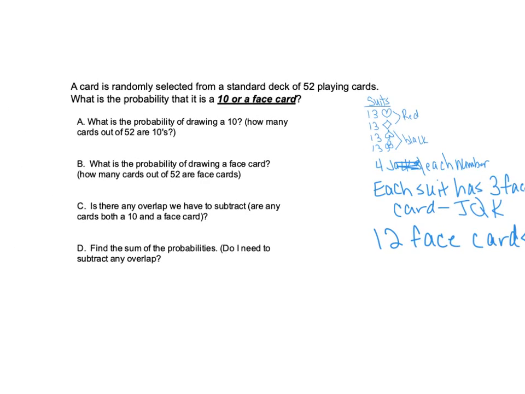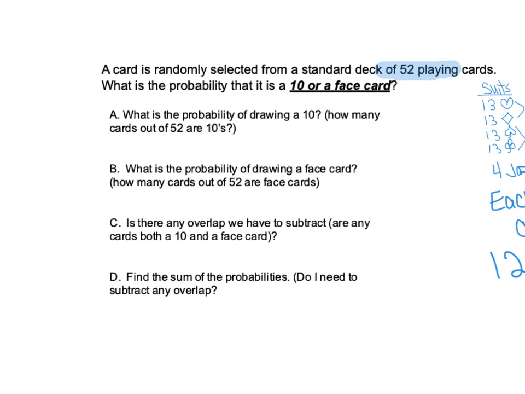Okay, so we have a card is randomly selected from a standard deck of 52 playing cards. What is the probability that it is a 10 or a face card? Remember, face cards are jacks, queens, and kings. So we need to first figure out if it is disjoint or overlapping. So let's go through I have just some steps here.